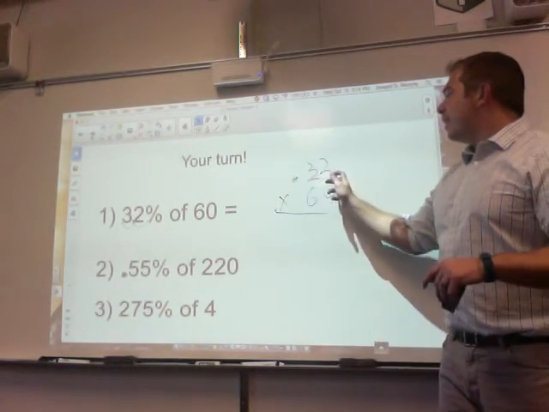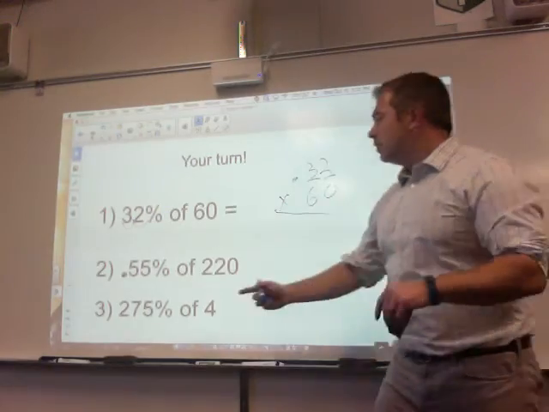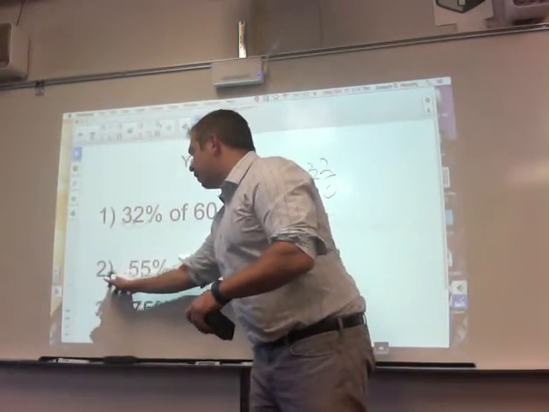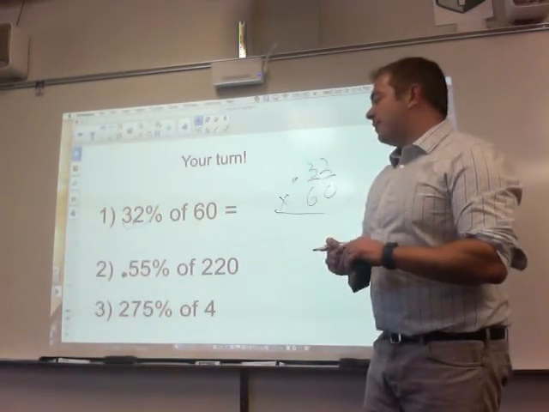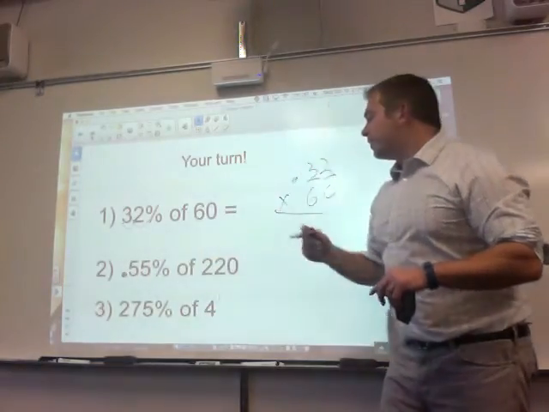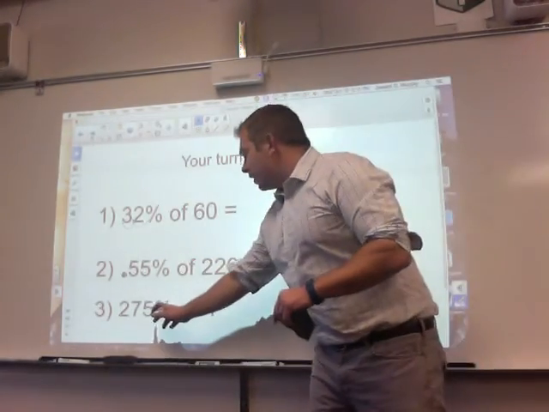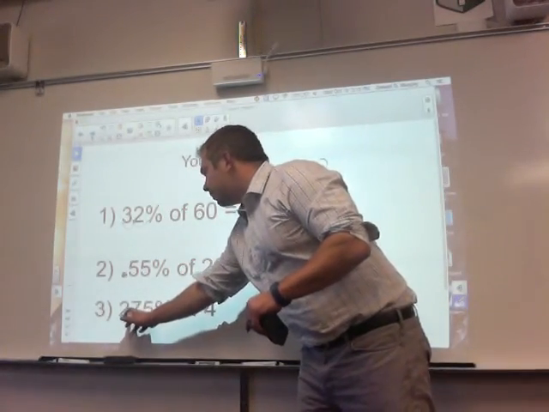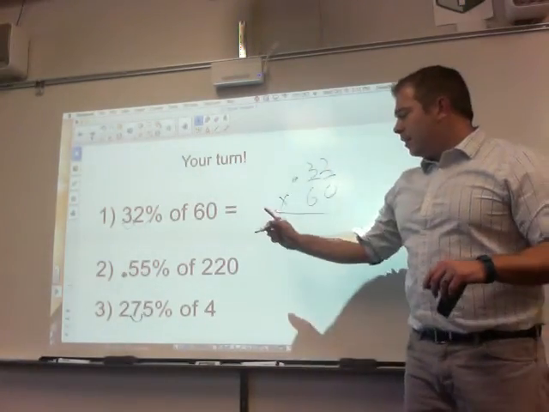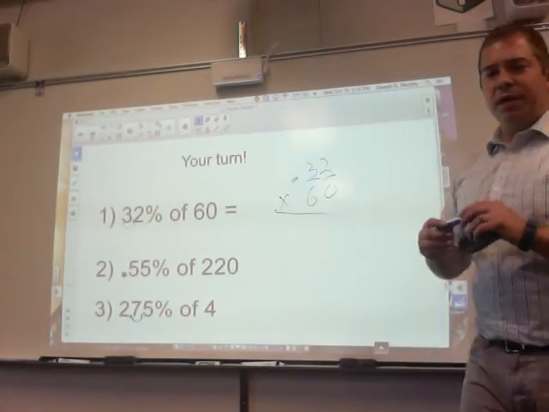And don't forget that you have 2 place value spots. This one, you're going to scoop 2 to the left again, and you're going to have 4 place value spots when you do 55 times 220. And right here, you're going to scoop 2 place value spots and have 2.75 times 4. Good luck, and we'll see you soon.